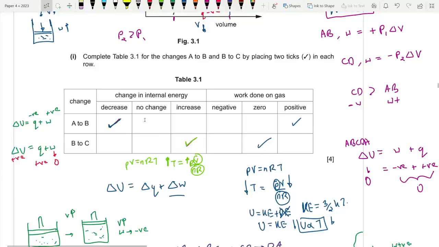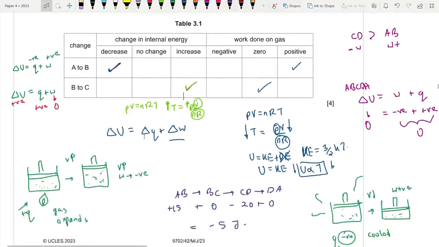Since for an ideal gas, the internal energy is solely dependent on kinetic energy, and kinetic energy is equal to 3/2 kT. So that is the logic behind this. That's how we can fill up the table really easily.